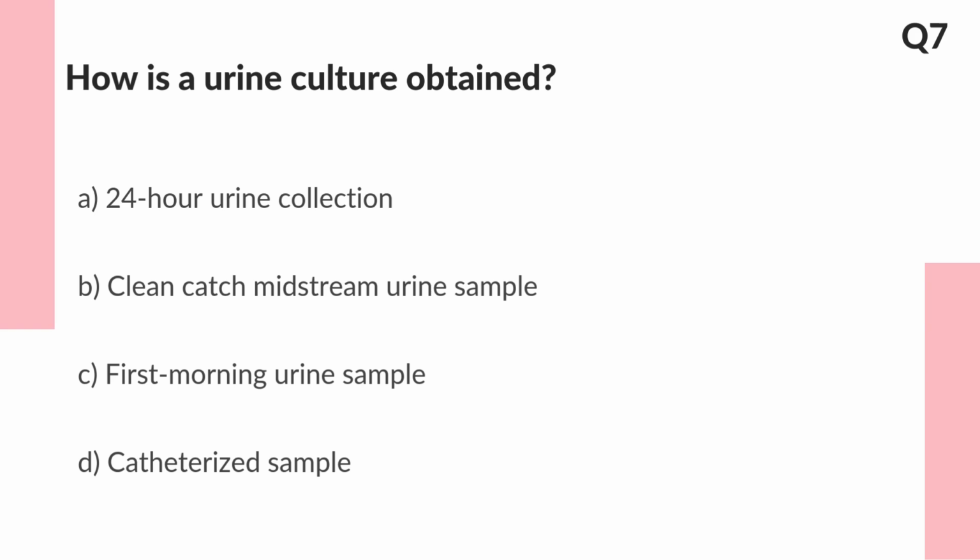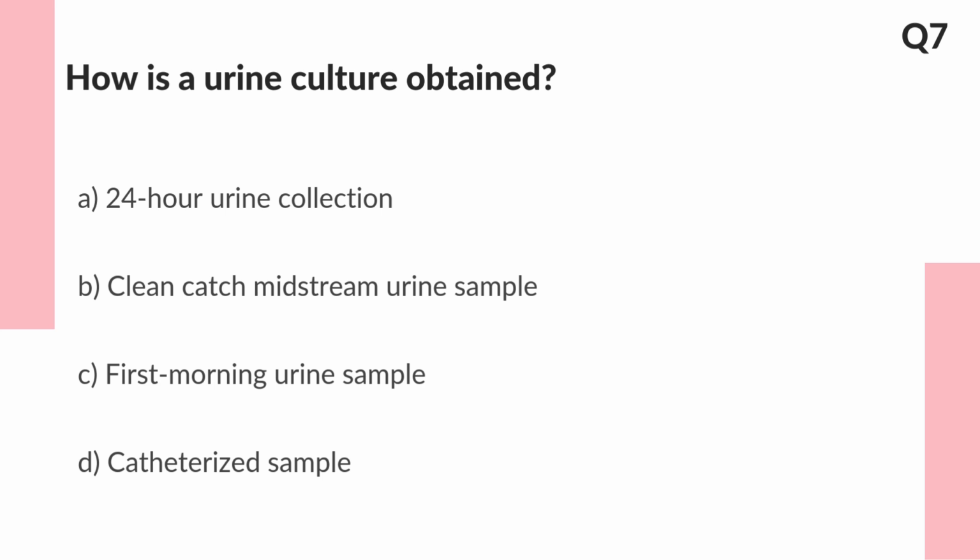How is a urine culture obtained? So you have all these options before you. This question could also be asked in a way that is situational. So you're working in a unit and caring for a 40-year-old male who had complaints of high temperature.